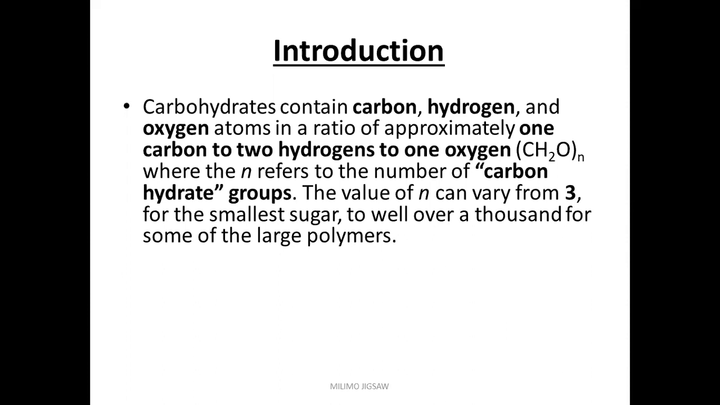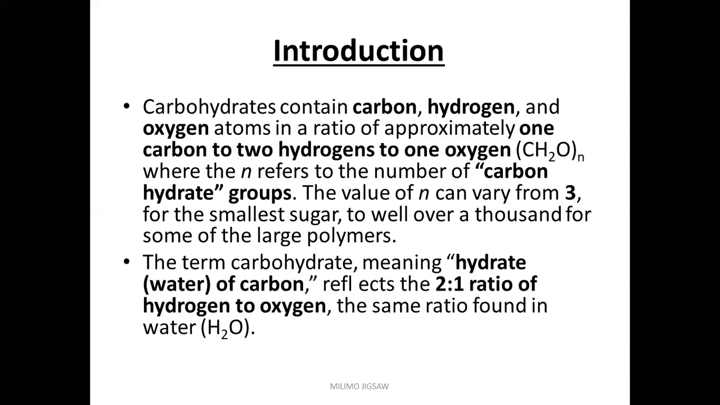So the value of n can vary from 3. The 3 is the smallest sugar that we're going to find. Those that have 3 carbons are the smallest sugars that we're going to find. So the term carbohydrate simply means hydrate of carbon, and it reflects the same ratio of hydrogen to oxygen that we find in water.